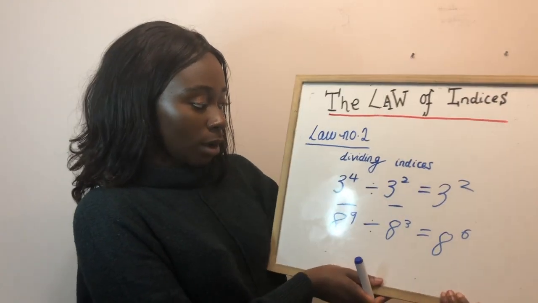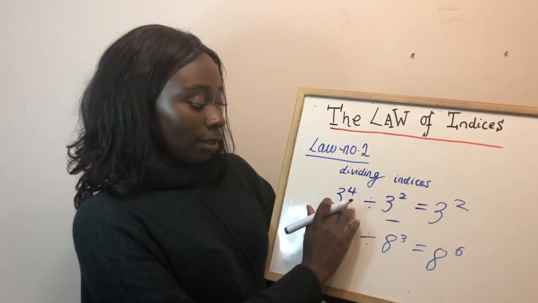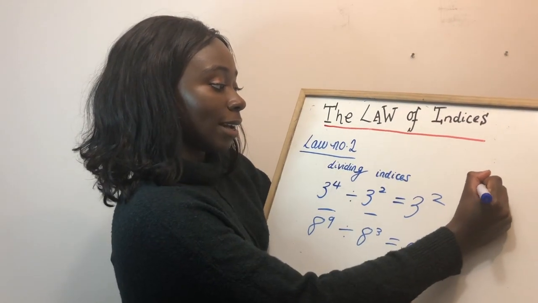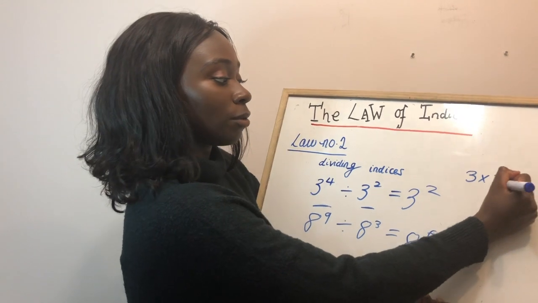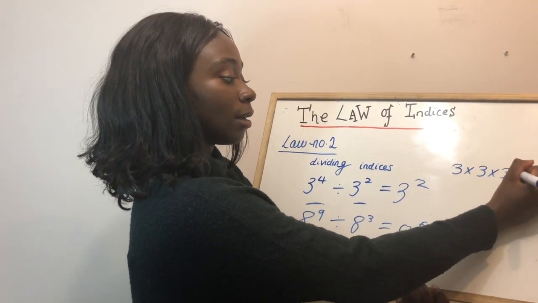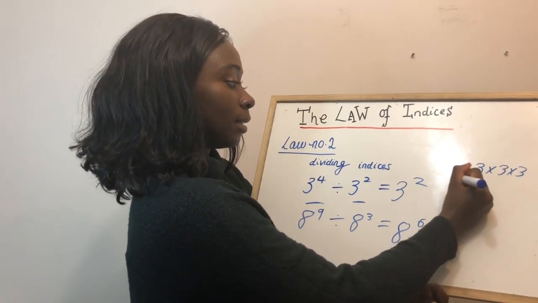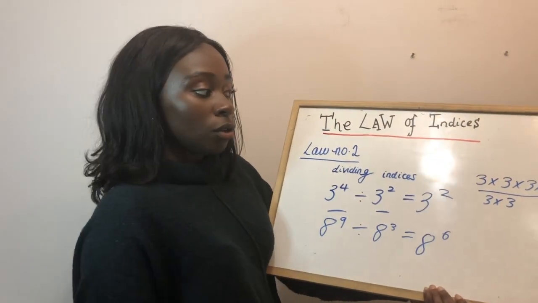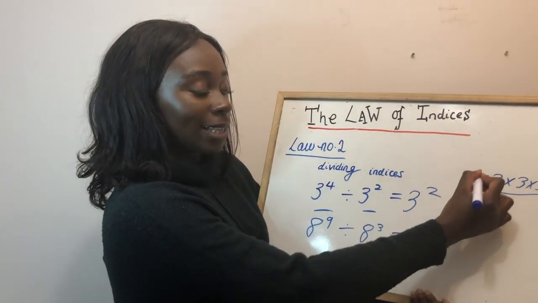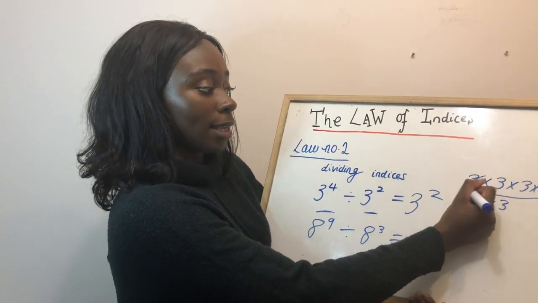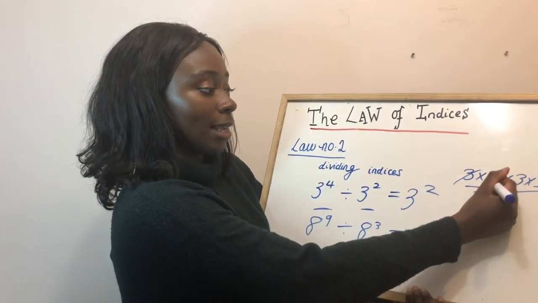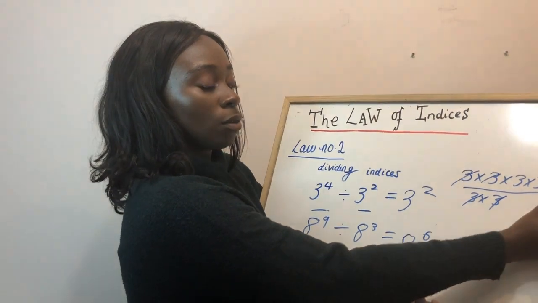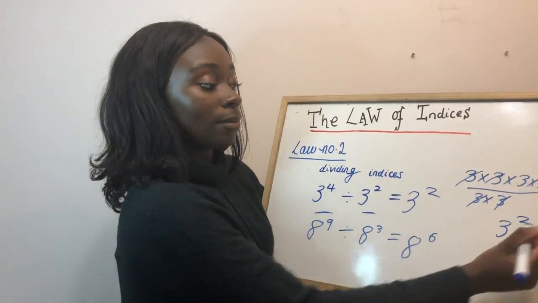So why this works, for example, let's look at 3 to the power 4 divided by 3 to the power 2. If you write it out like this, 3 times 3 times 3 times 3 divided by 3 times 3, you know when we divide, we can just cancel out each other. So you cancel out this, and then you cancel out this, and this just leaves you with 3 times 3, which also equals 3 to the power 2.